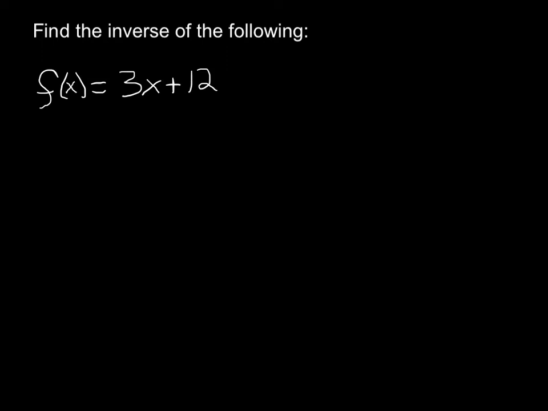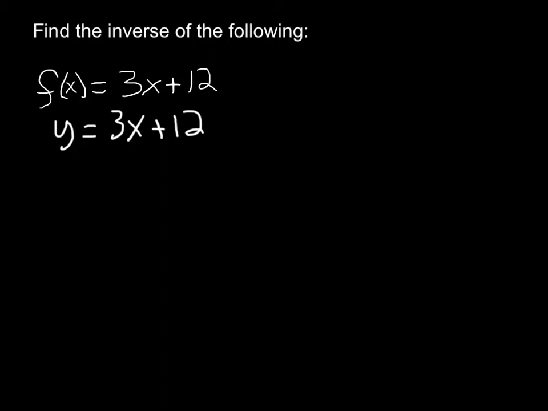We're looking for the inverse of this particular function here. This one is written in function notation, so we see our f of x. Otherwise, it would be written as y equals 3x plus 12. And we're going to go ahead and rewrite that right now. It'll be y is equal to 3x plus 12.